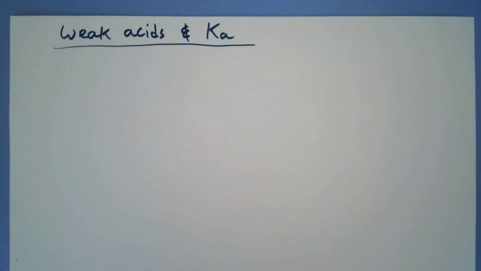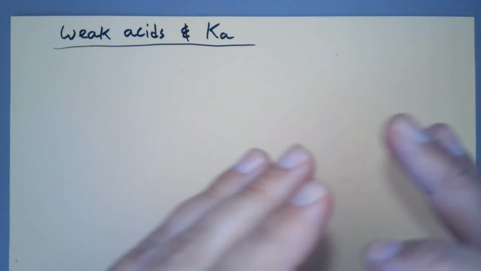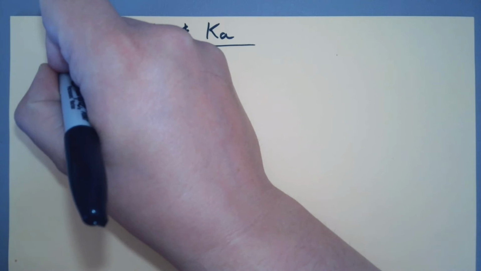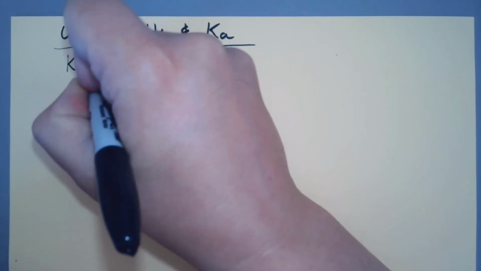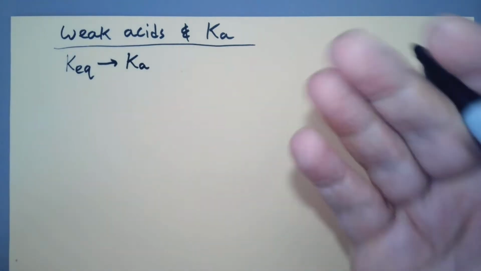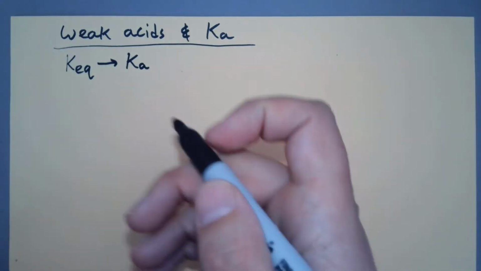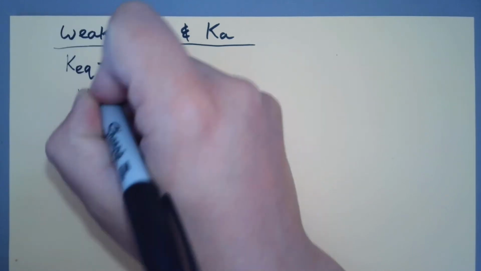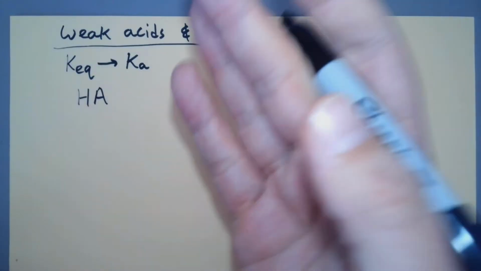Okay, so let's really focus in on these equilibria systems. So we'll talk about weak acids first, and then we'll talk about weak bases next. And so the first thing is, for weak acids, KEQ becomes Ka. So A stands for acid. And in general, it's going to go something like this. You're going to have something with an H and then a counter ion, which we'll just call A for acid.